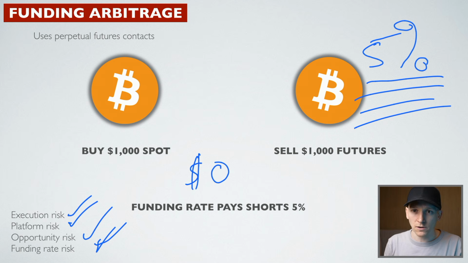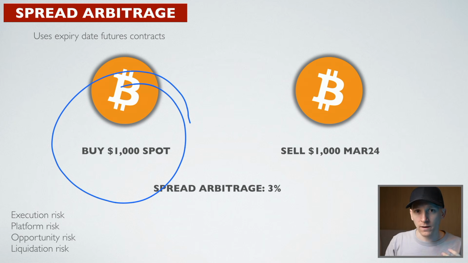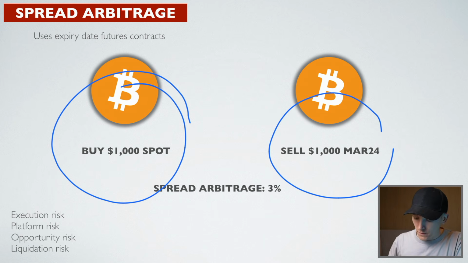This funding rate arbitrage is something that is carried out by many different parties as well. The other type of arbitrage that we can carry out is a spread arbitrage. Now, a spread arbitrage is where you try and take the price difference between the price that the spot market is trading and also some futures expiry in the future.